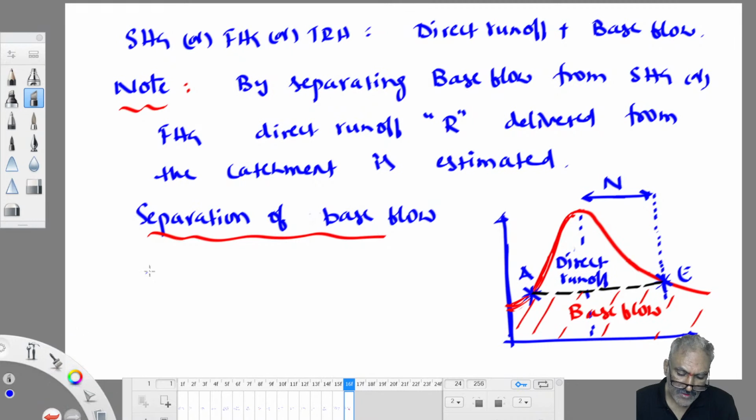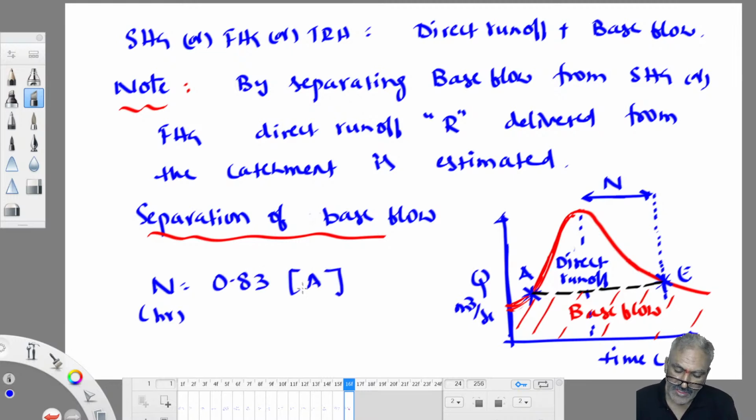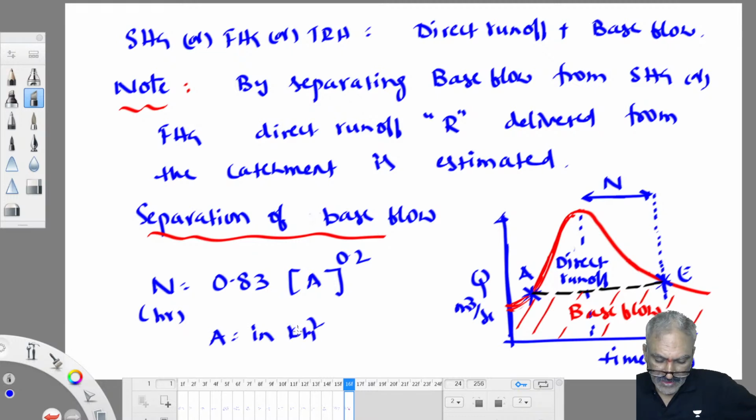So this n value, how to find out? This n value we arrive at in terms of so many hours, because this is a Q versus time axis. Time in hours, Q in meter cube per second. So 0.83 into A to the power n is a function of catchment area, an empirical formula, where A is the catchment area in kilometer square. If you substitute that, we'll get n in days first, then you can convert it into hours by substituting the catchment area in kilometer square.